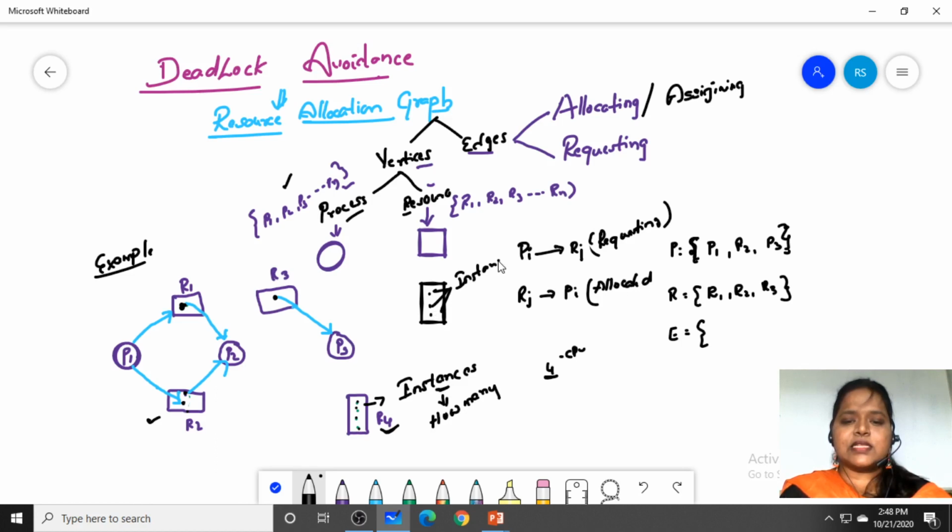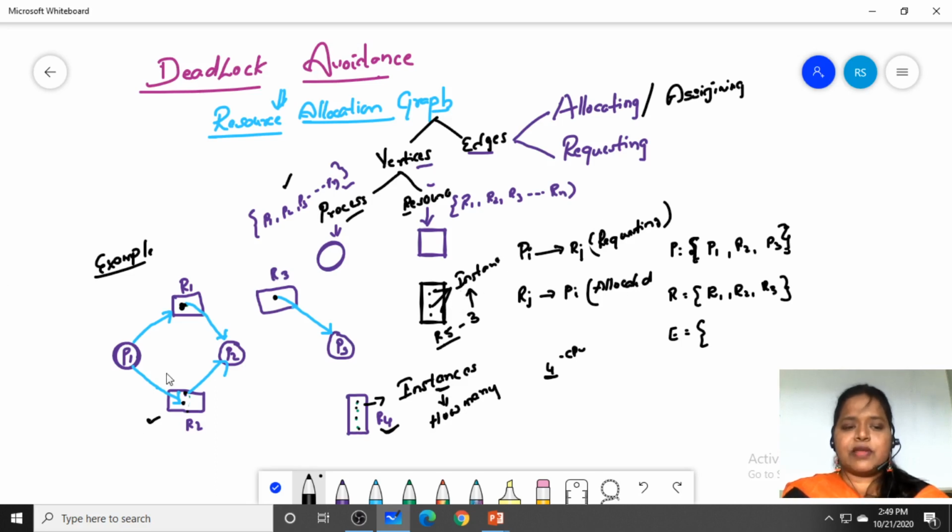Instances mean how many resources are there. Suppose this is a resource R5. R5 is having 3 instances. That means R5 is going to have 3 resources. One resource may be a CPU, one resource may be a printer, and one resource may be a scanner. Whatever it may be, R5 is having 3 instances.